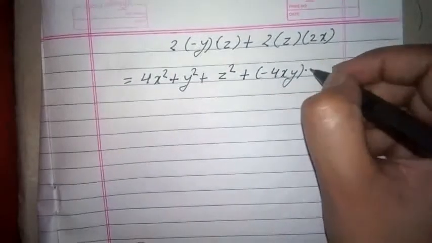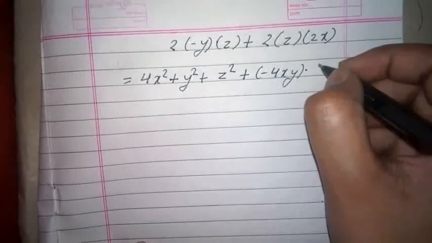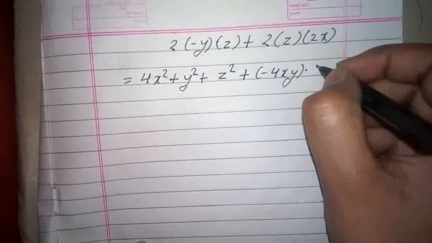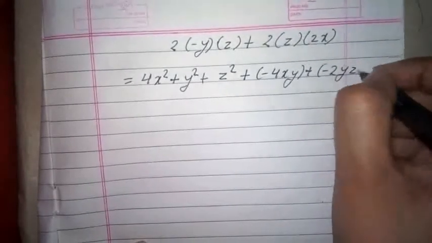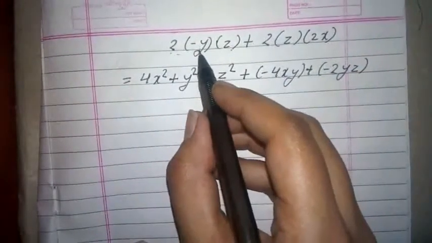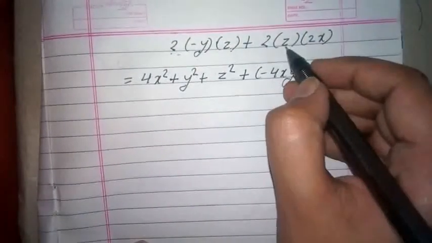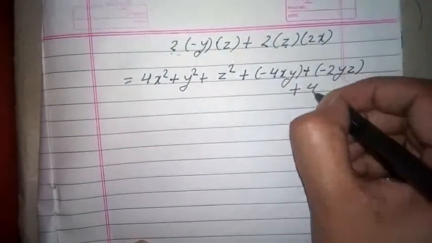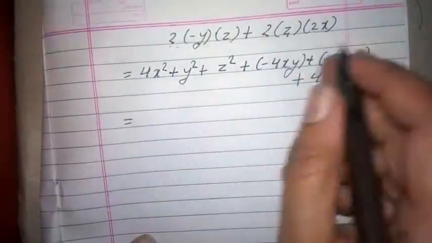Then next term is 2 into minus y into z, so 2 into minus y is minus 2y into z is minus 2yz, plus 2 into z, 2z into 2x, 4zx. Okay, now we'll open the brackets.